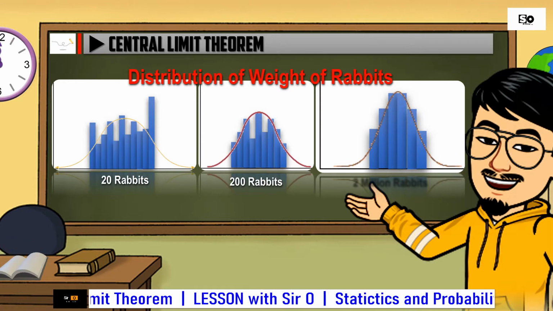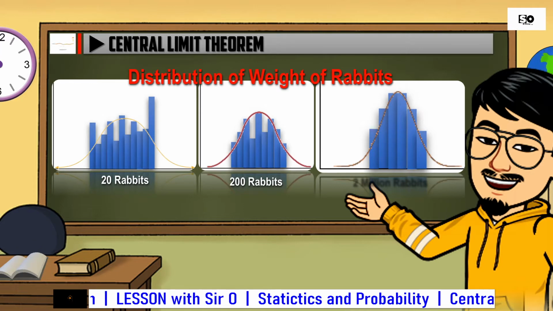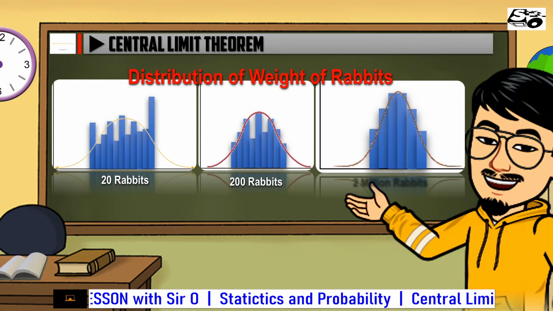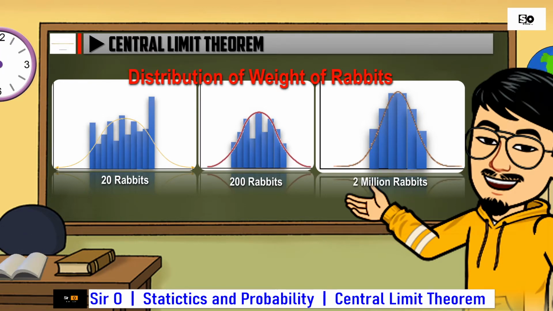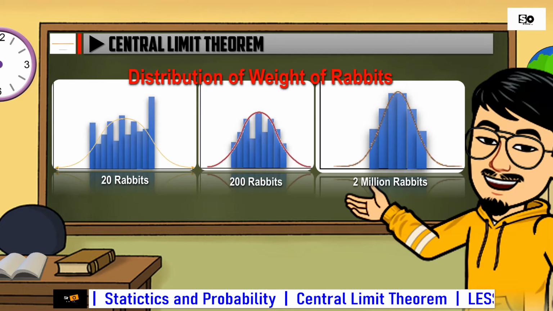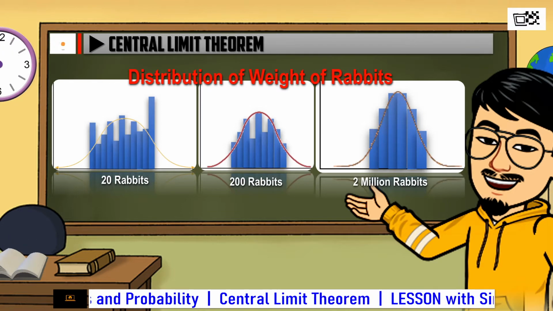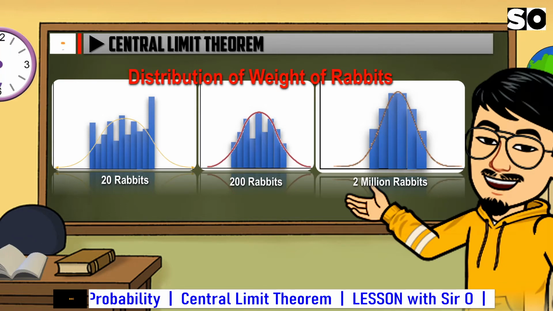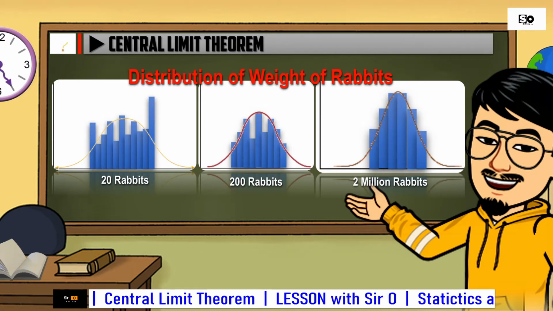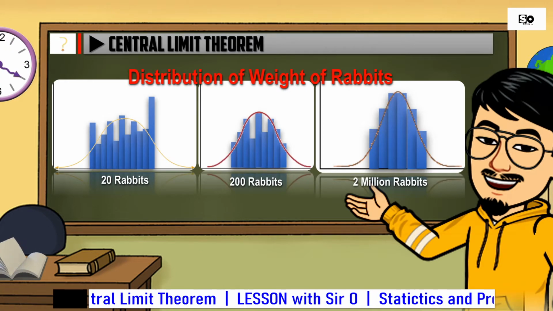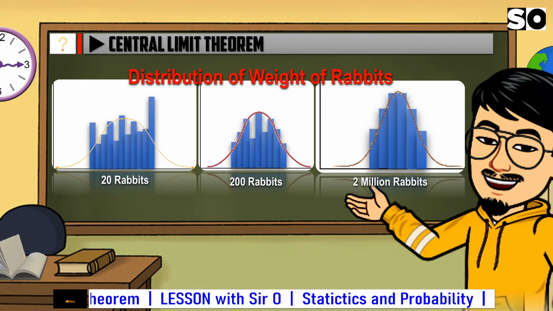We need to achieve small variability or small spread. To achieve it, we need to increase our sample. Take a look at figure 3. We get the weight of 2 million rabbits. We can see that the means of the weight of rabbits are concentrated on the center, which is 5 pounds. Some means are on the left side, which has a smaller weight, and some are on the right side, which has a larger weight. The curve gets normally distributed, and the spread is smaller.